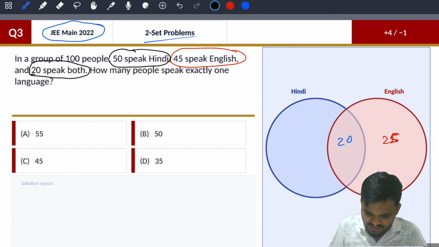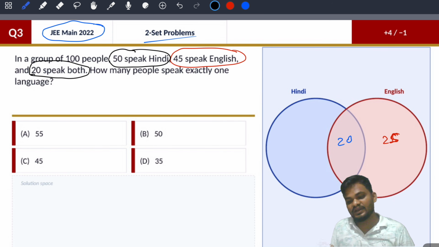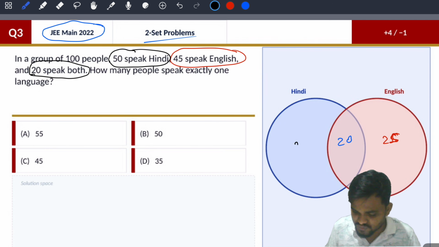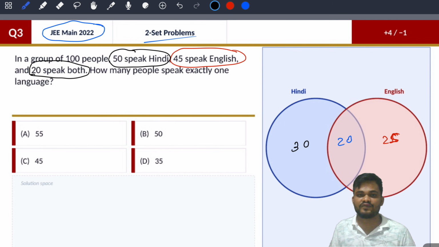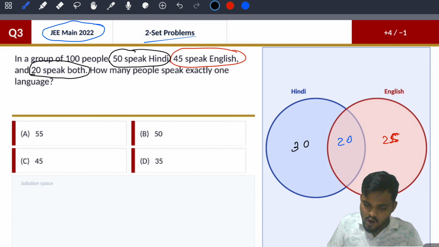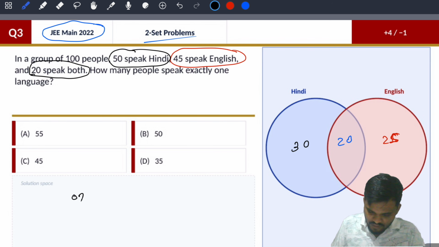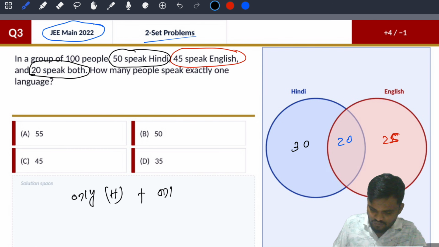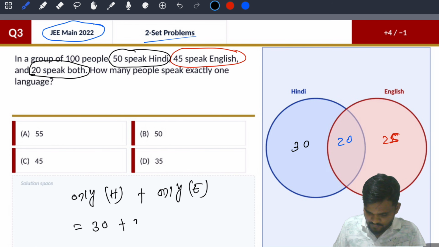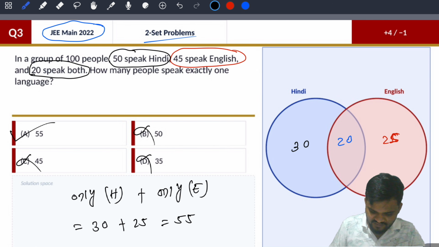Now 50 speak Hindi. So out of 50, 20 speak English also. So 50 minus 20 becomes 30. This is the way you fill the data. Then how many people speak exactly one? Exactly one means only Hindi plus only English. This is nothing but 30 plus 25 becomes 55. So the answer is A. B is wrong, D is wrong, C is wrong.